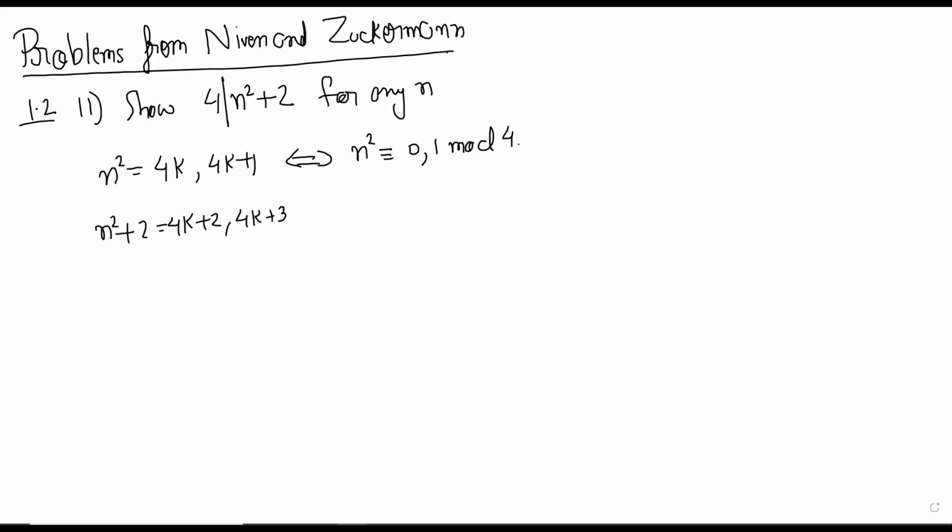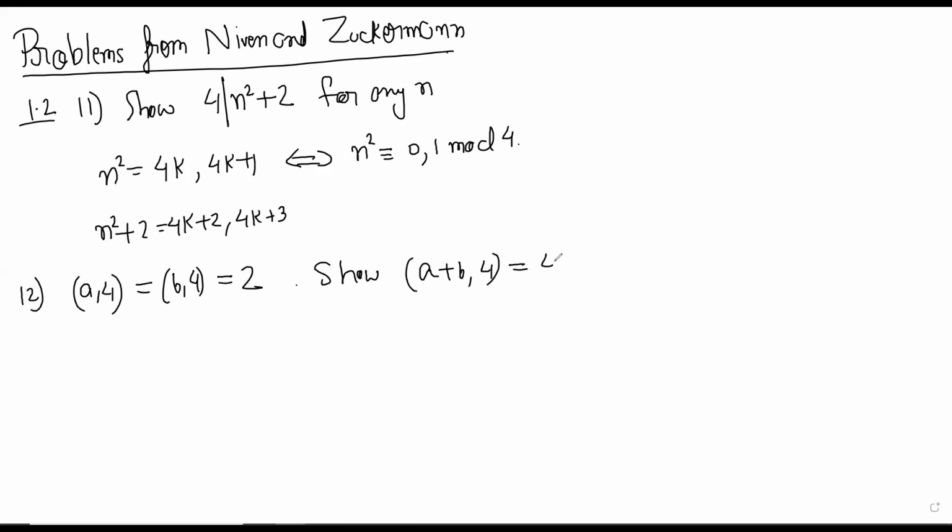So problem number 12. A and 4 have GCD 2. B and 4 also have GCD 2. So the GCD of A and 4, and of B and 4, is 2. This is given to us. We want to show that 4 divides A plus B. So again, how do we do this?